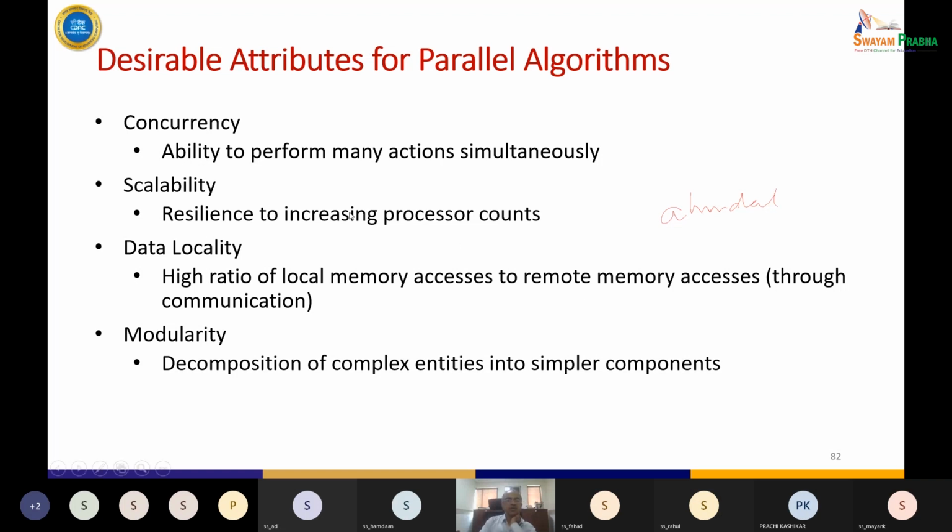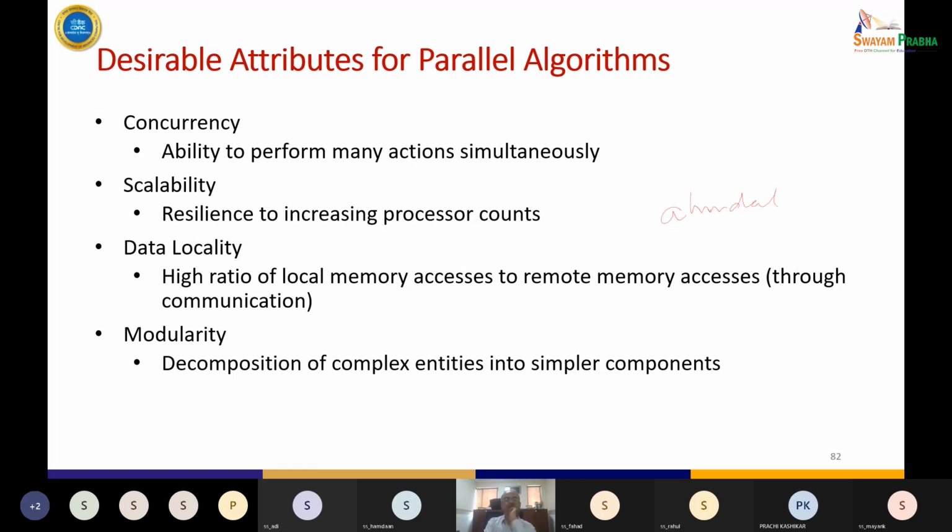Scalability. If your processor count increases, your time taken should fall. To some extent this is linear, and after that it tapers off. As long as performance keeps increasing and the time to execute keeps reducing, that is good.